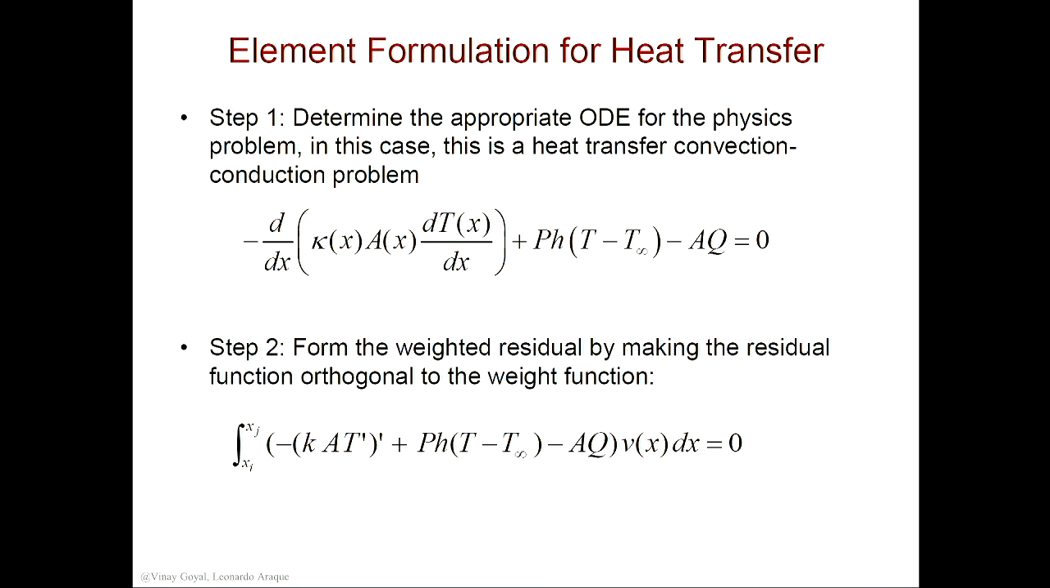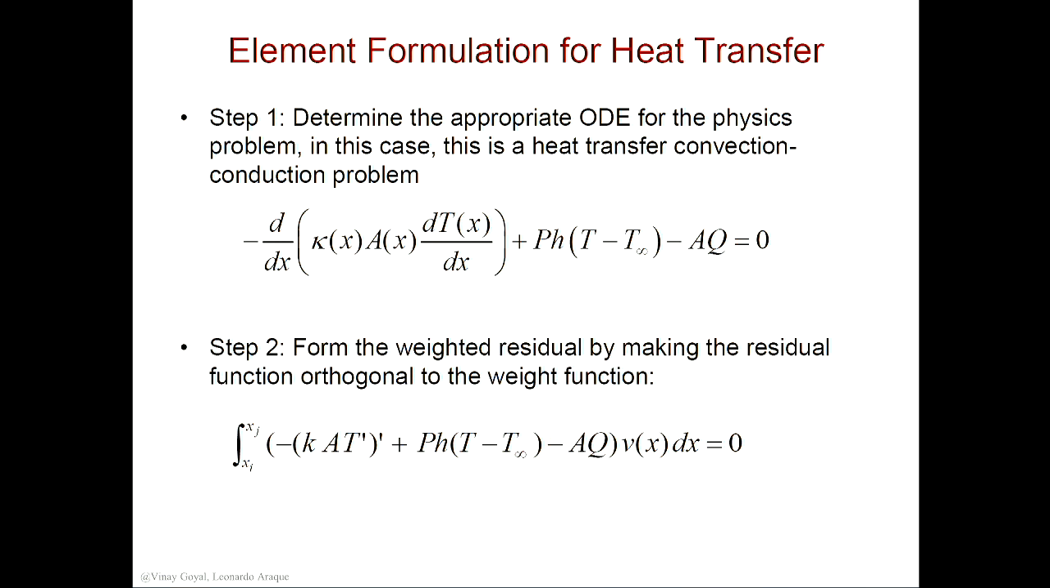First step, you have the appropriate physics, the differential equation that describes the physics. And the second step is to form the weighted residual. So I made it nicer so I don't have to write d/dx, I made it prime. So this equation right here is exactly what you see there, but in a simpler format. All I did was form the weighted residual. I took the residual function, which is this, and made it orthogonal to the weight function. Same steps as we've discussed to form the weak form.